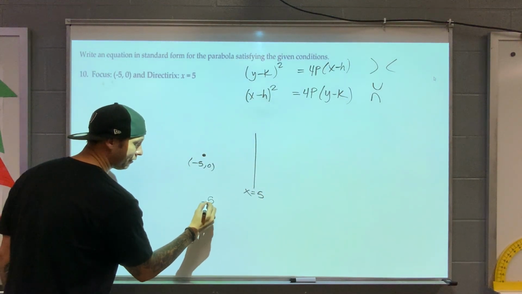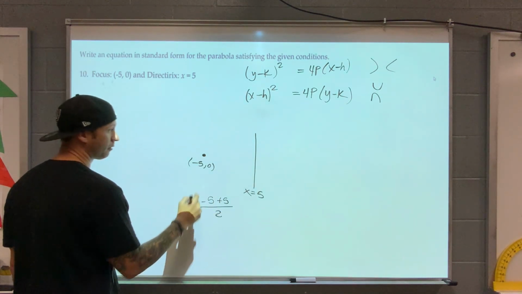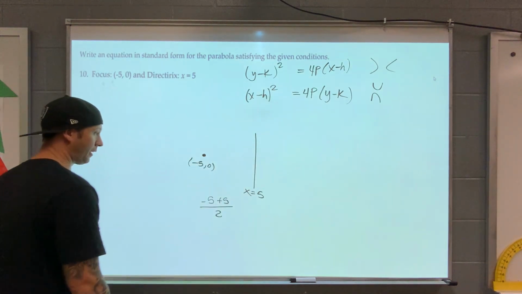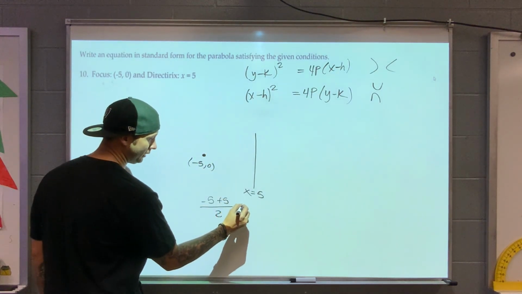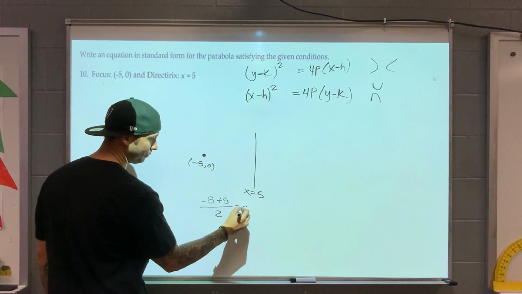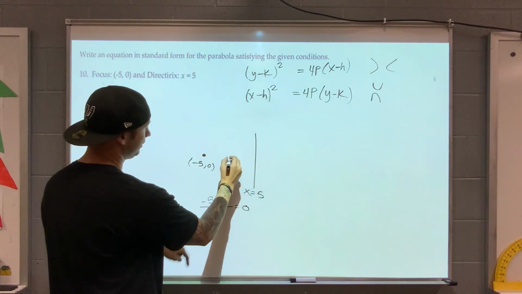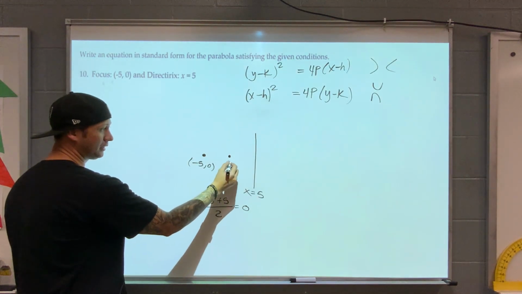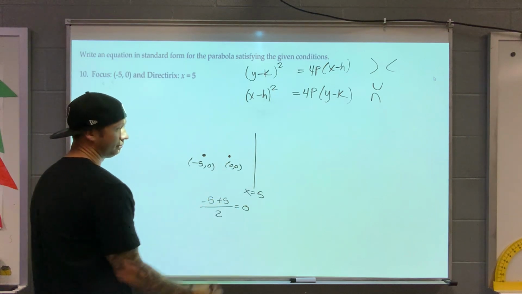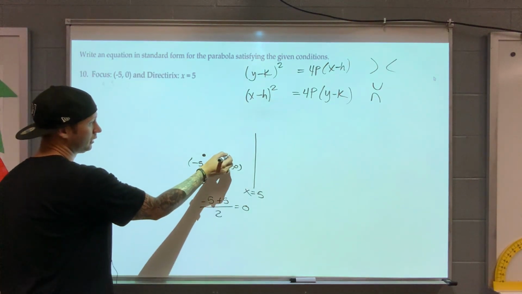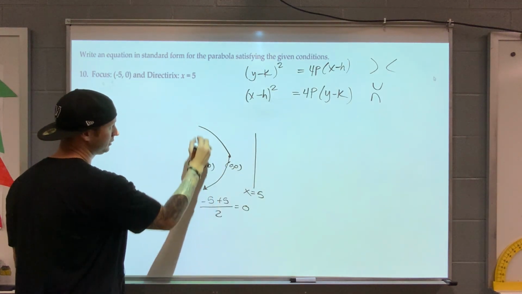So -5 plus 5 divided by 2. All right, sum of the endpoints divided by 2, average of the endpoints, however you want to look at it. This is the midpoint. So it's going to be, well, that's nice, 0. So halfway, 0. And that should make sense, right? If this is 0, 0, well, I go 5 this way, I go 5 that way. That's the vertex. So it's going to open somewhat like this around the focus.